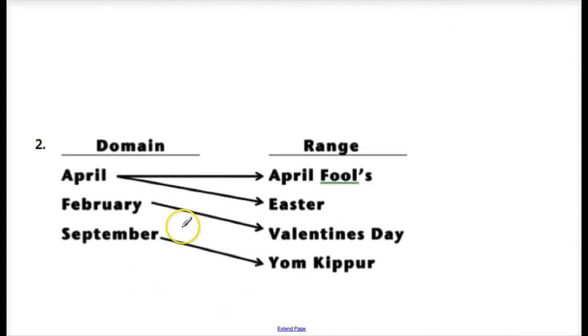In this mapping diagram here, your domain values are different months of the year. So I have April, February, and September. And the range values are different holidays. We have April Fool's Day, Easter, Valentine's Day, and Yom Kippur. This relation is not a function. And the reason it's not a function is because you can see that this domain value of April corresponds to two different y values. April Fool's Day is in April, and oftentimes Easter is in April. Because this input value goes to two different output values, we would say this relation is not a function.